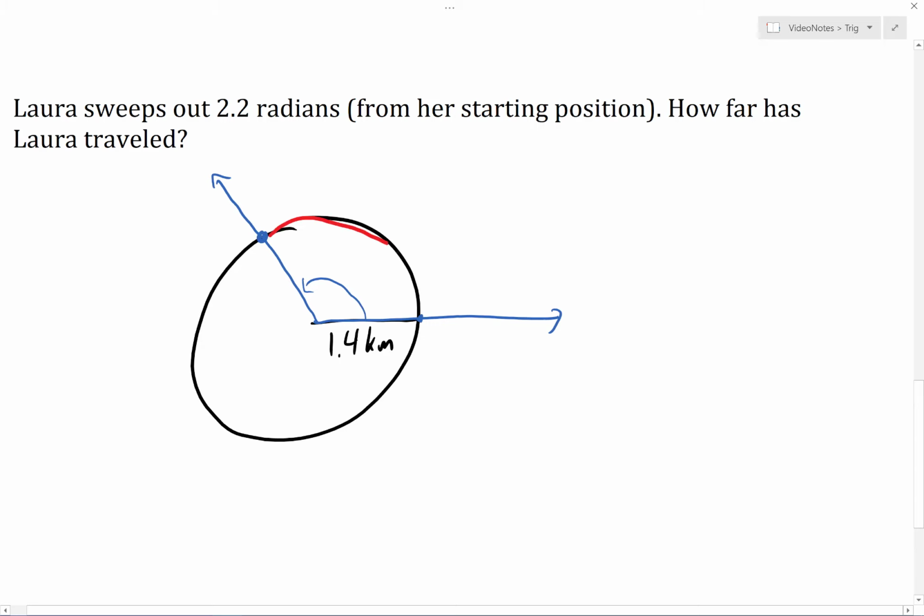So she travels some distance along the circular ski trail. So I'll mark this here in red. We want to know how far she traveled, which means we're looking for the length of the subtended arc. Now we know she swept out 2.2 radians, and the radius of the ski trail is 1.4 kilometers. So the subtended arc that she swept out is 2.2 times as large as the radius, which is 1.4 kilometers. So the number of kilometers that she swept out is 2.2 times 1.4, which is equal to 3.08. So she swept out 3.08 kilometers along the circular ski trail.